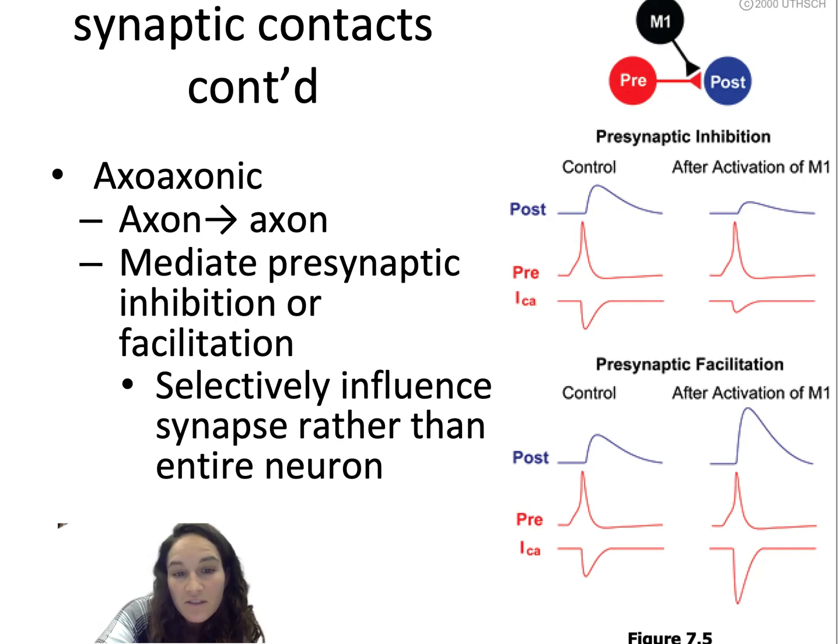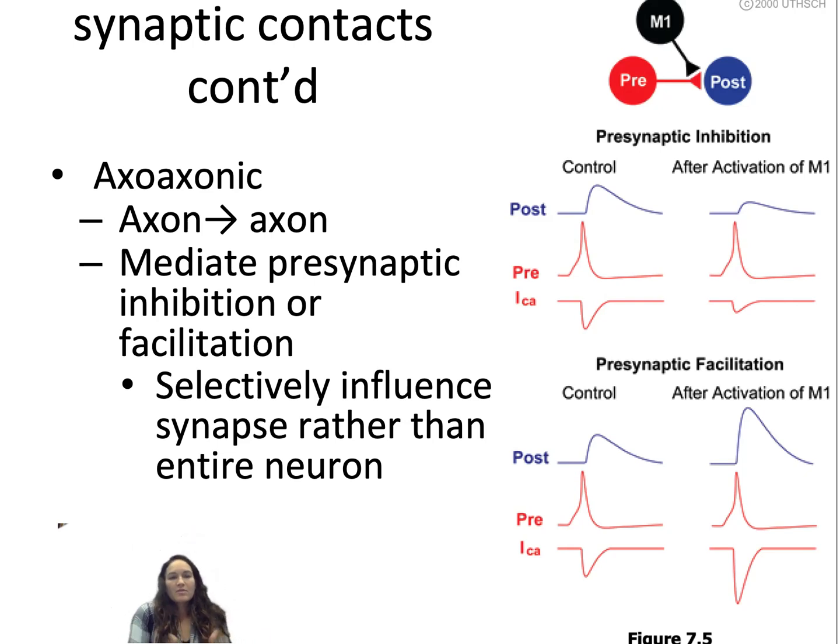Axoaxonic facilitation is where that presynaptic axon releases some sort of neurotransmitter onto the postsynaptic axon terminal and causes it to depolarize on its own and facilitate the release of neurotransmitters from the axon terminal. So you can imagine a neuron at rest, but one of its axon terminals is getting axoaxonic input from another cell, and it's causing depolarization at just one specific terminal. And so we could have release of neurotransmitters at one terminal, but not at the others. The others could remain silent. And so that's just one way we could selectively control one of the outputs of a neuron.